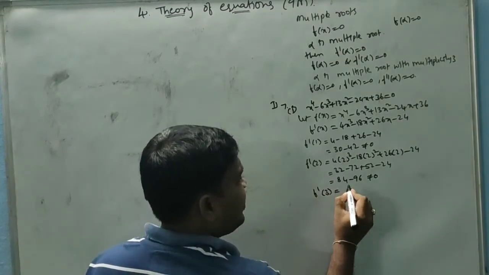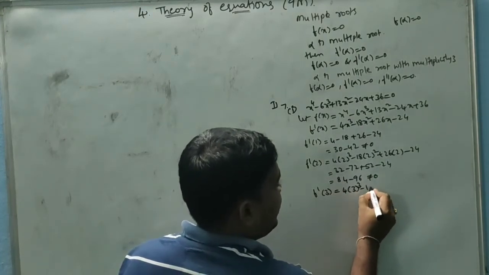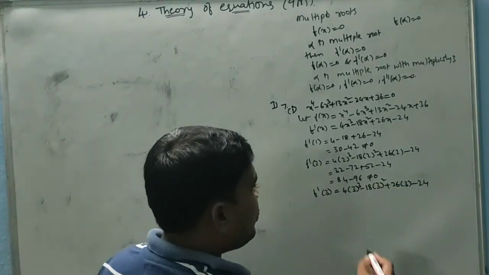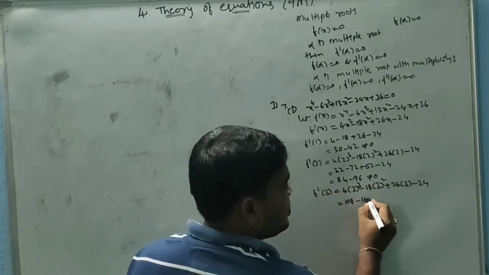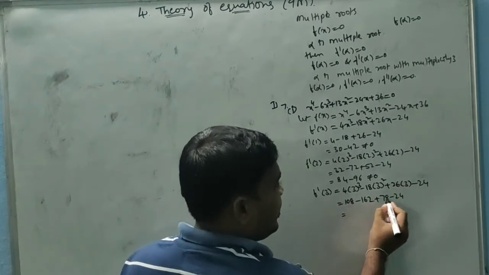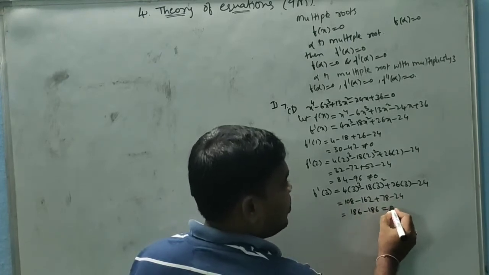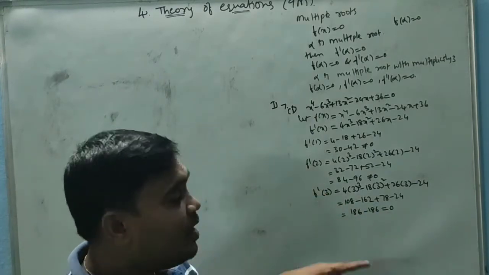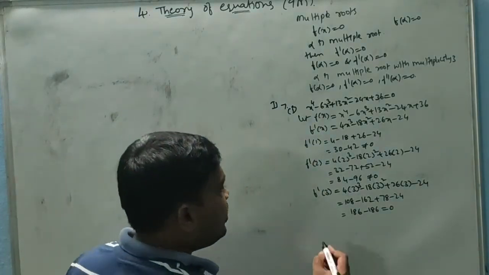F dash of 3 I am finding: 4 of 3 cube minus 18 of 3 square plus 26 of 3 minus 24. So 3 cube 27 into 4 is 108, 3 square 9 into 18 is 162, 26 into 3 is 78, minus 24. So 108 plus 78 is 186, minus 162, minus 24, minus 186 equal to 0. F dash 3 equal to 0. So 3 may be the multiple root. If 3 satisfies f of x, then 3 will come 2 times. So f of 3 I want to find.